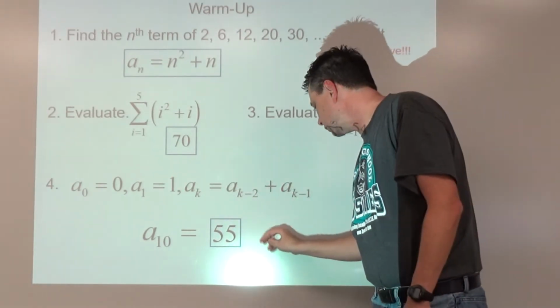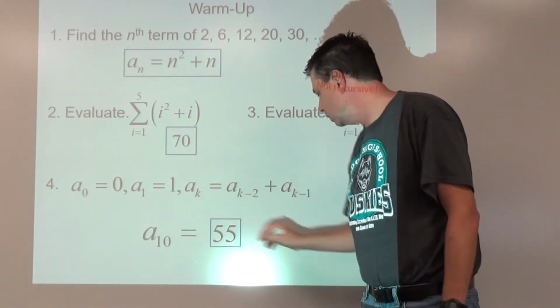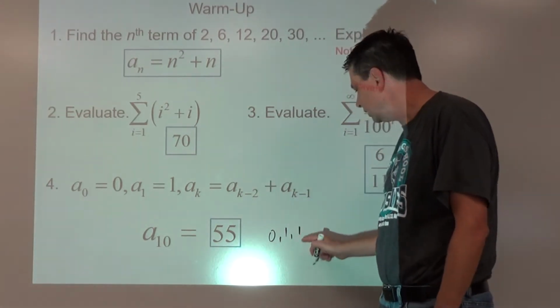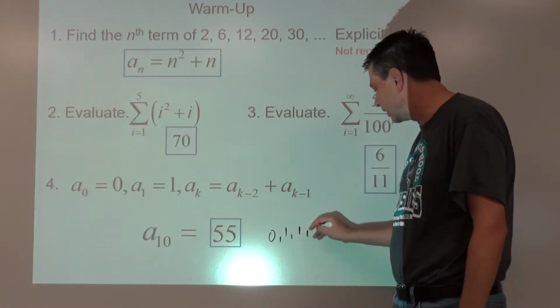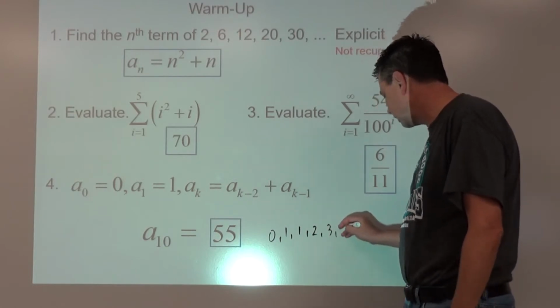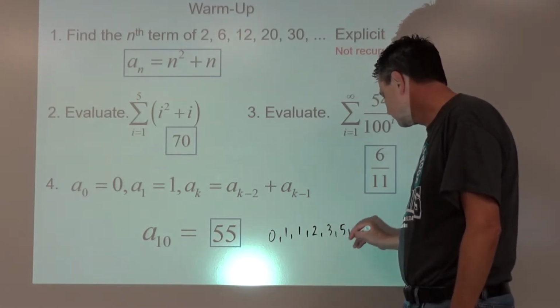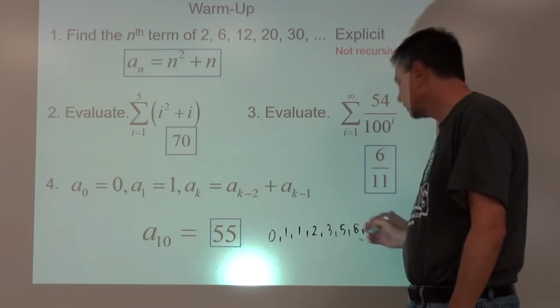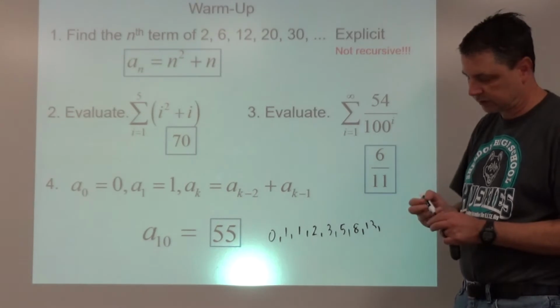So if we have 0, and then the next one is 1, and then the next one says, hey, take those two and add them together, you get 1. And now take those two and add them together, and now those two and add them together, and then those two and add them together, and keep going. You get the Fibonacci sequence.